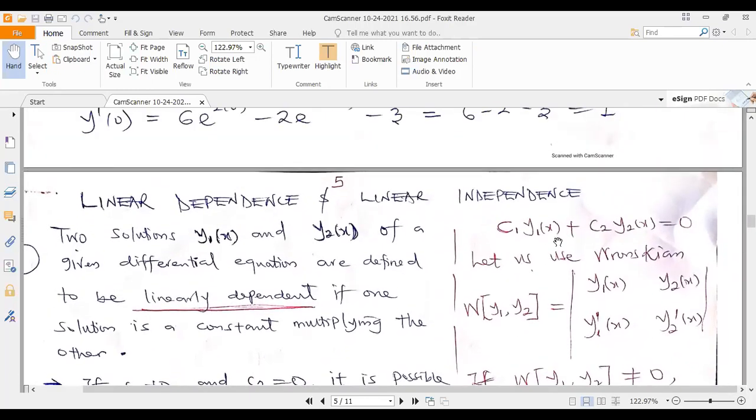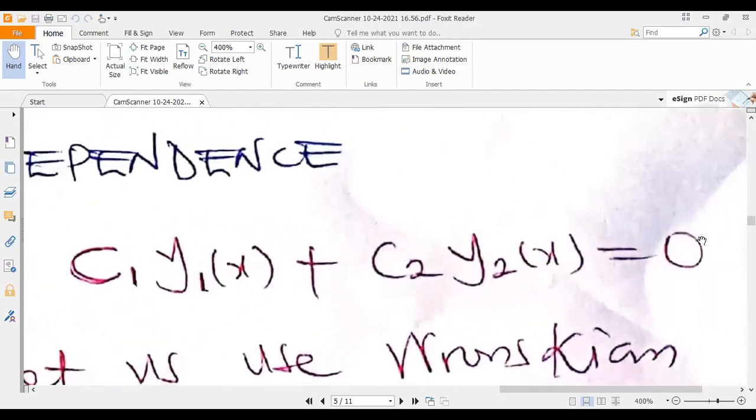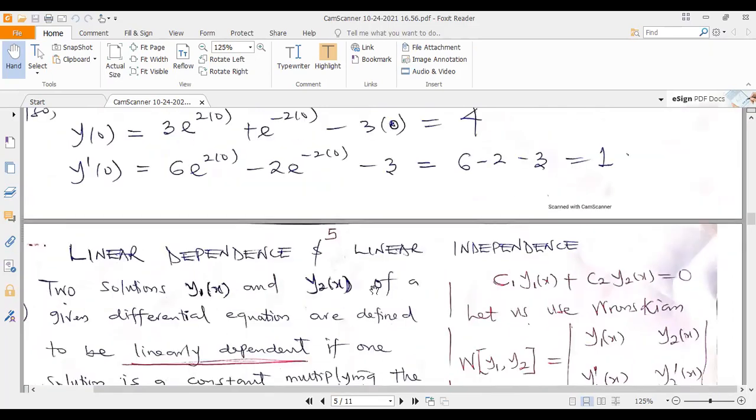Let me come back to this expression. Look at this now. If C2, Y2 should go to the other side, what do you have? You have C1, Y1 is equals to minus C2, Y2, isn't it? Then by the time you divide both sides by C1, you will now have Y1 is equals to what? Minus C2 over C1 multiplied by Y2. Okay. That is what we are talking about.